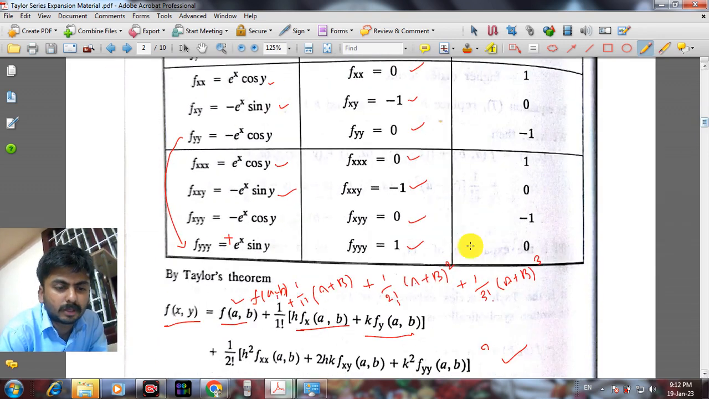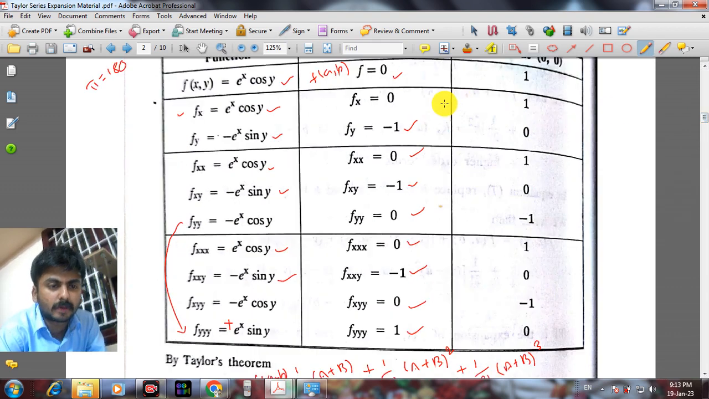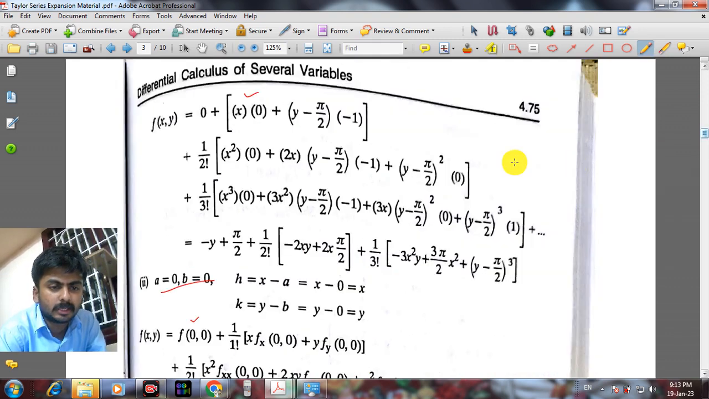See the formula: f of a comma b plus h fx of a comma b plus k fy of a comma b, whole divided by 1 factorial. Here the first term is 0, h is x minus a, k is y minus b, so h is equal to x minus 0, k equal to y minus pi by 2, and we are having fx and fy. The fx and fy values are 0 and minus 1, so we are substituting these values here.